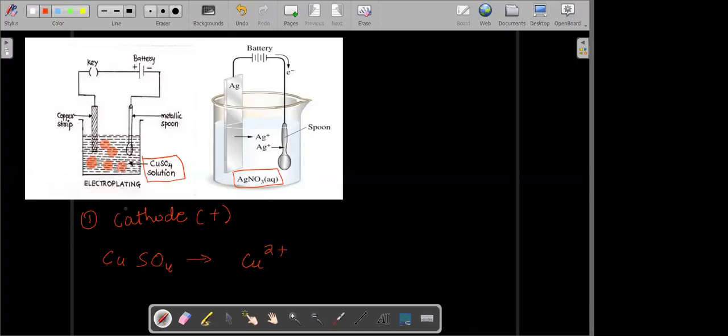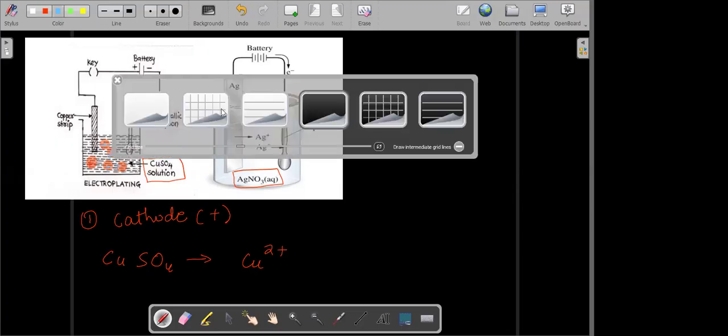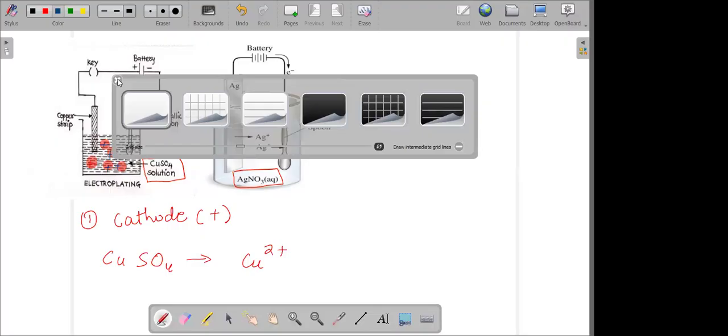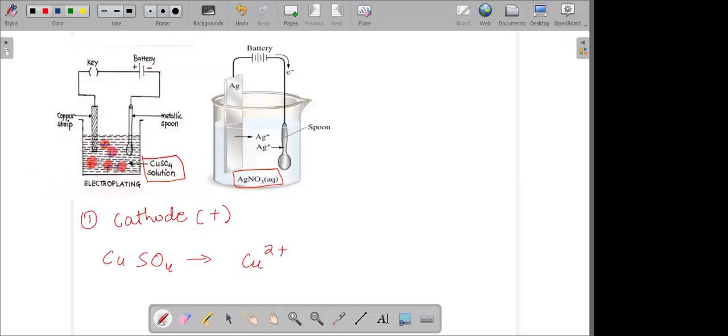Since the copper ions are positively charged, these copper ions get attracted from the positive plate towards the negative plate and reach the negative plate. So all these positive ions move from the positive plate towards the negative plate.